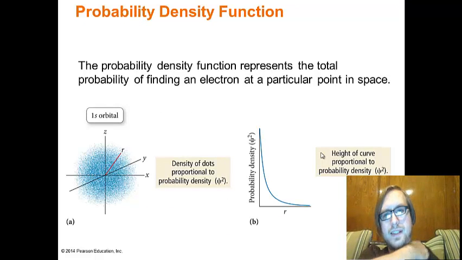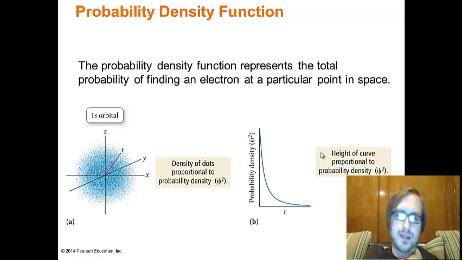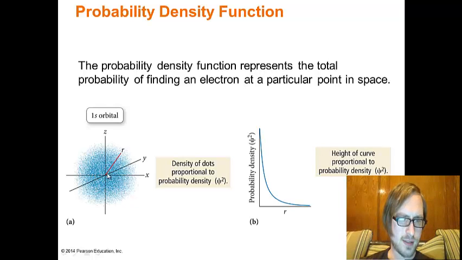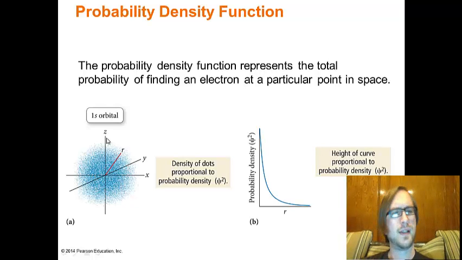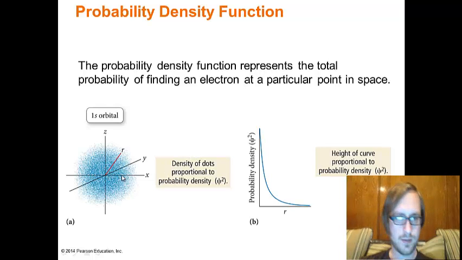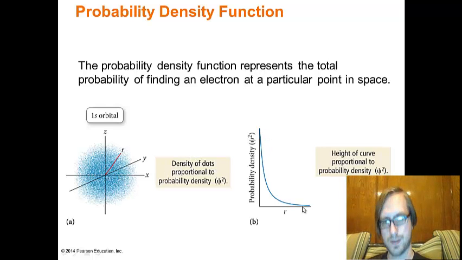So the probability density function represents the total probability of finding an electron at a particular point in space. And the s orbitals are spherical. So if you look at this, we're getting the sphere. We get all these dots here for two reasons. One, each dot represents an area where we've done a calculation. Two, if we just colored it in, it wouldn't be very interesting. So the density of dots, how many dots are close to each other, is proportional to this function.